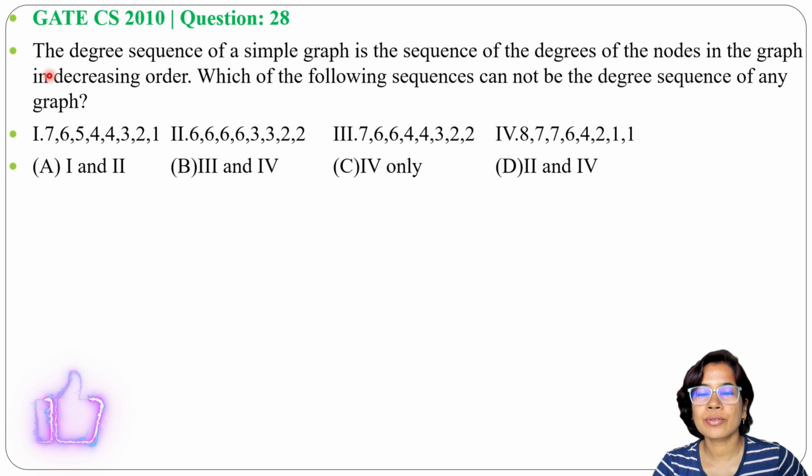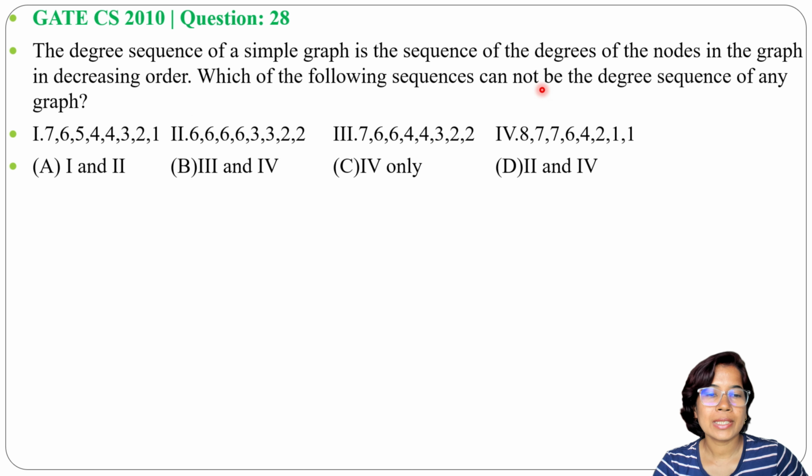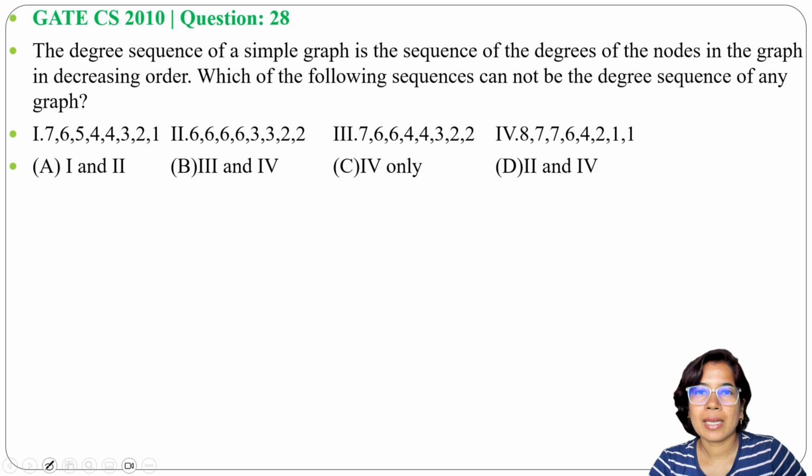Let's solve one previous question of graph theory. This question was asked in GATE CS 2010, question number 28. The degree sequence of a simple graph is the sequence of the degrees of the nodes in the graph in decreasing order. Which of the following sequence cannot be degree sequence of any graph? We have 4 degree sequences and 4 options are given. So it is asking which degree sequence cannot be degree sequence of a simple graph.